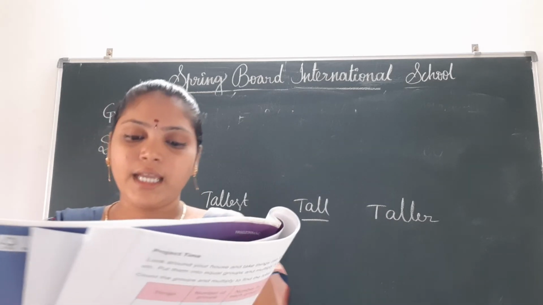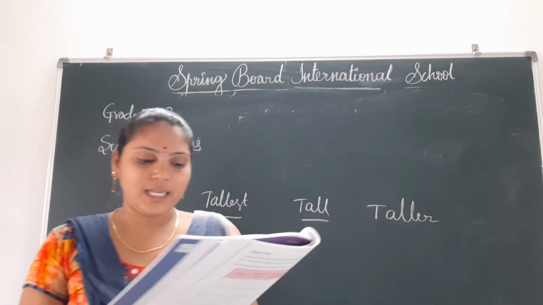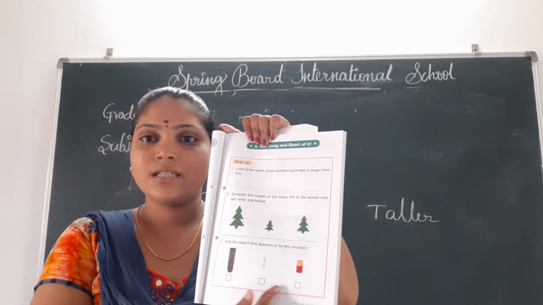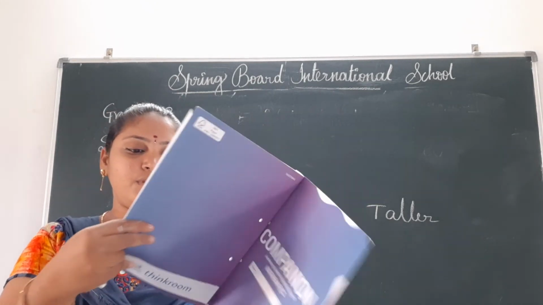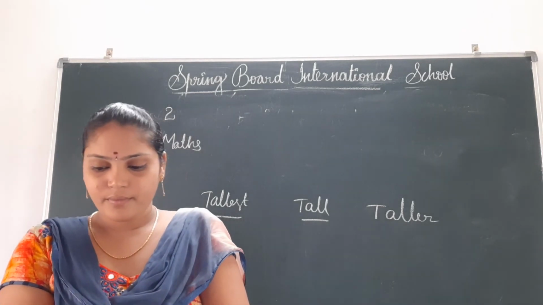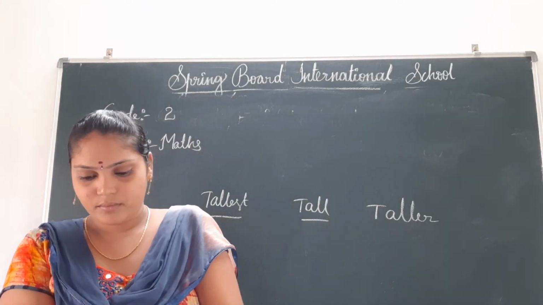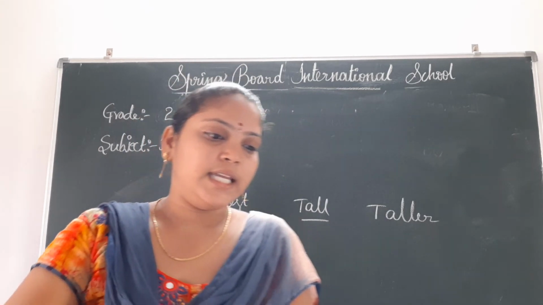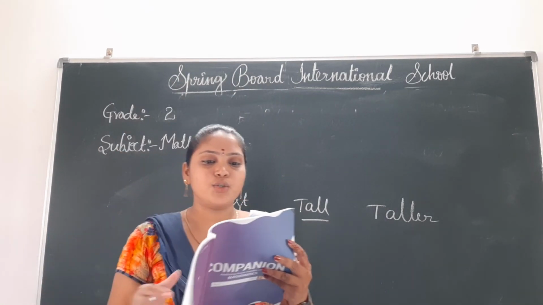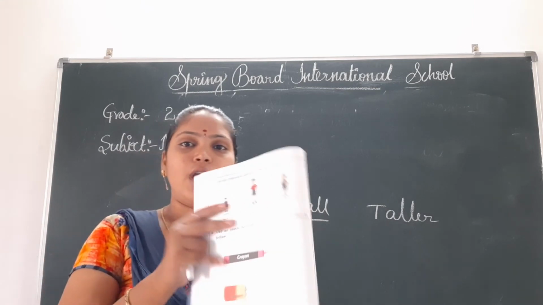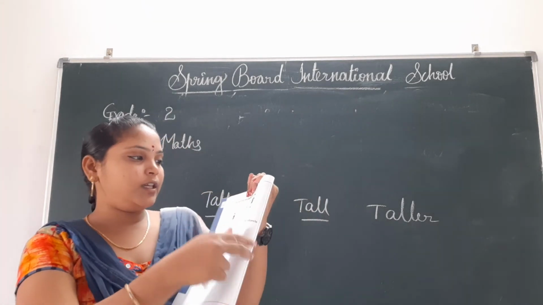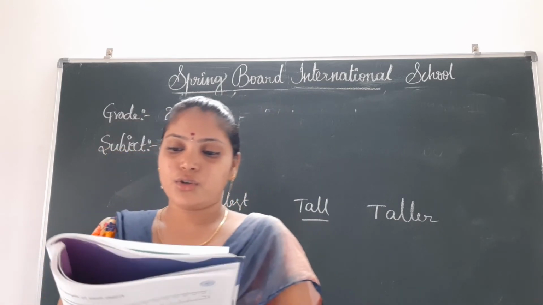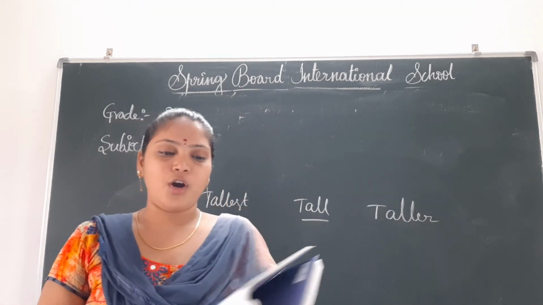Third one, tick the object that appears to be the shortest. Here you have to observe which one is the shorter object. Put your tick here. Next, tick the child who appears to be the shortest. Here you have to observe which boy is short. You have to tick.